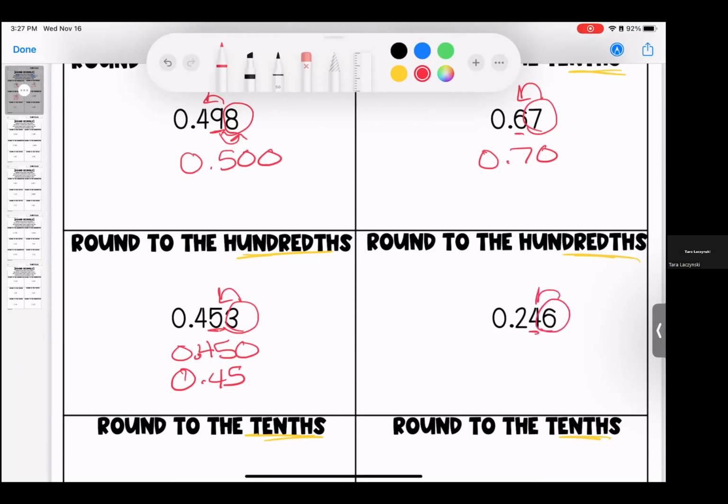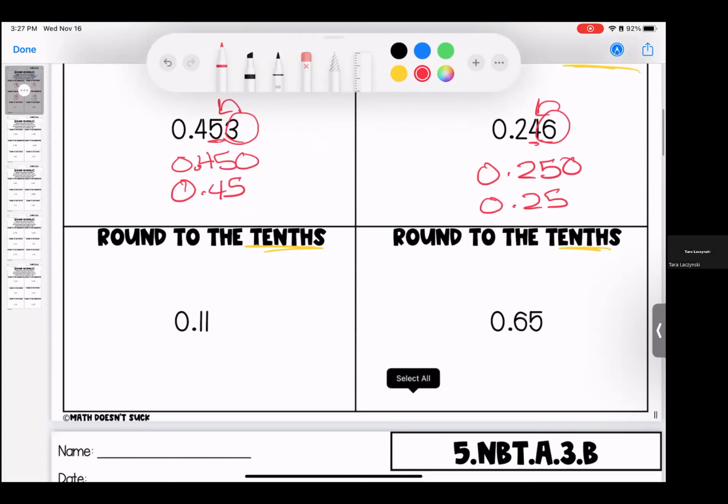Round to the nearest hundred. The 6 tells me to round up. I can say 250 thousandths, or I can say 25 hundredths. Both would be correct. Round to the nearest tenth. That 1 tells me to roll back. I could say 10 hundredths, or I can say 1/10. Round to the nearest tenth. The 6 rounds up to a 7. Everything behind becomes a 0, 70 hundredths, or 7/10. So both would be correct. That is the end of our first page.